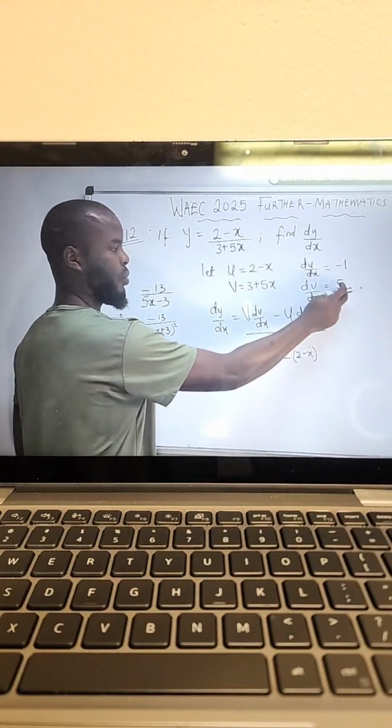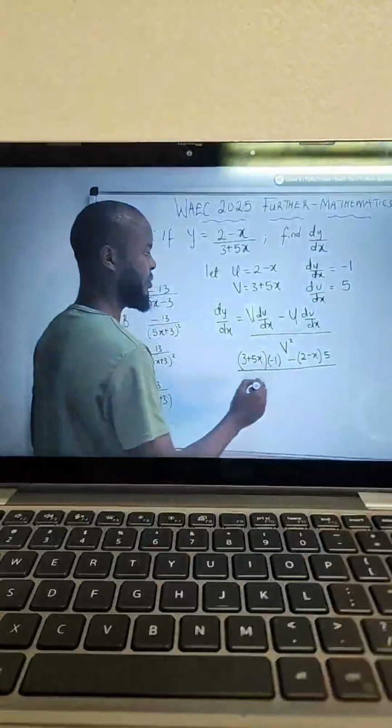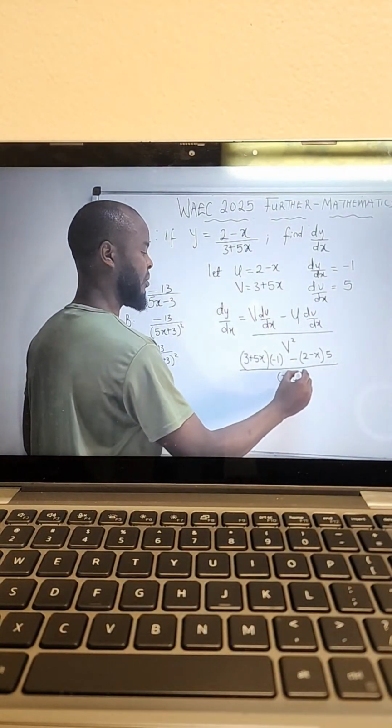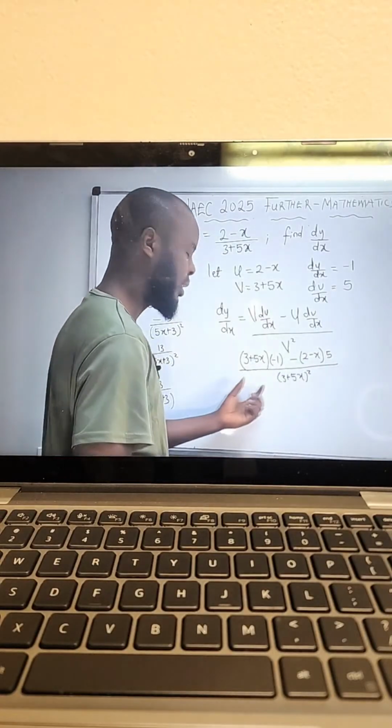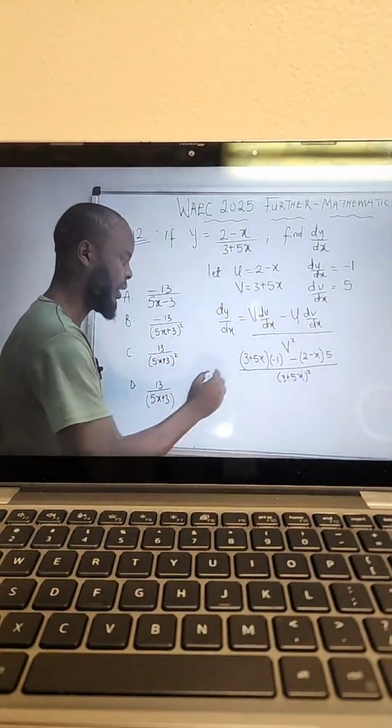dv/dx is what? 5, everything over v squared. What is v squared? 3 plus 5x, squared. Now by doing this, the work is easy, and you can proceed from here.